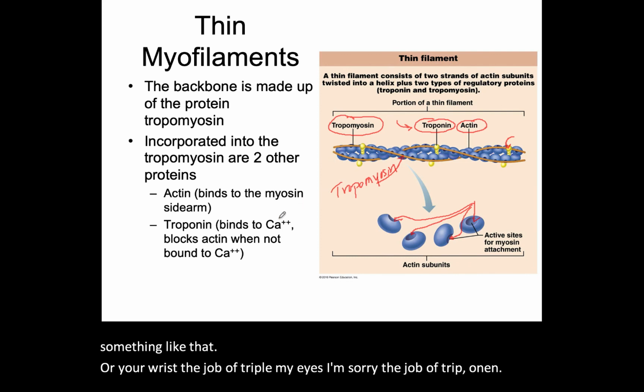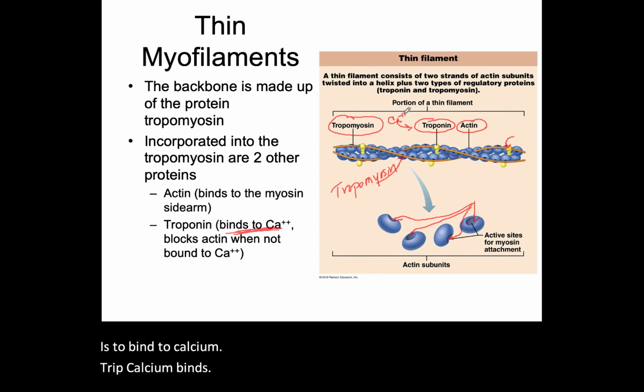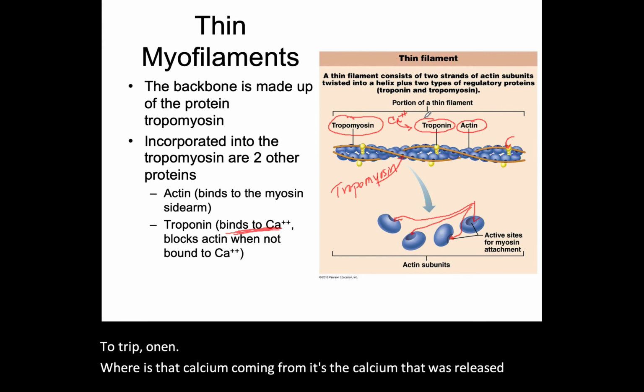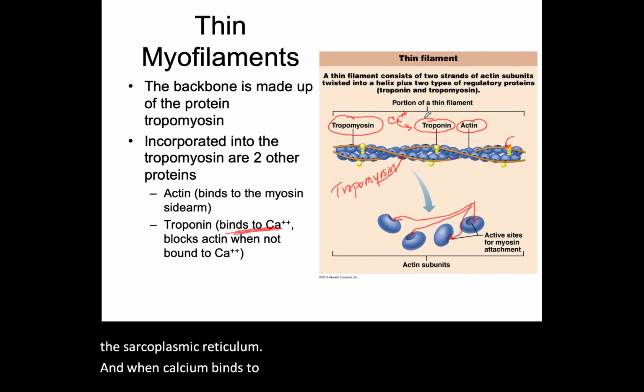The job of troponin is to bind to calcium. Calcium binds to troponin. Where's that calcium coming from? It's the calcium that was released from the sarcoplasmic reticulum. And when calcium binds to troponin, it forces tropomyosin to spin. And when tropomyosin spins, it uncovers the myosin binding sites on actin.